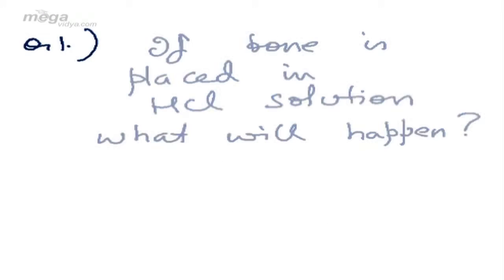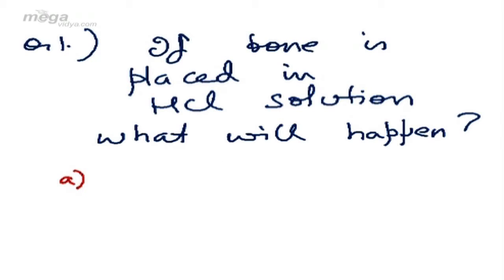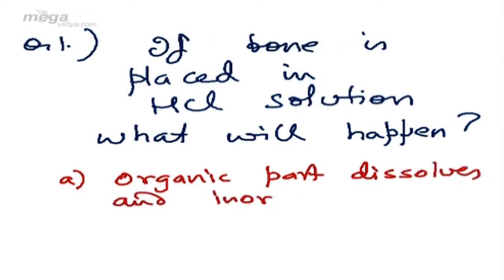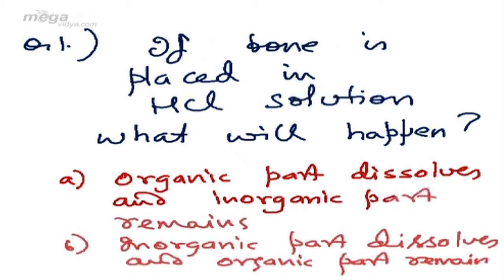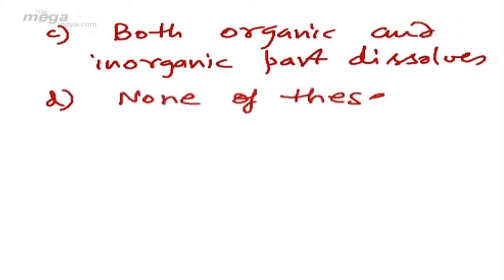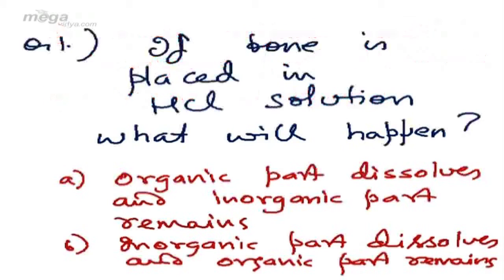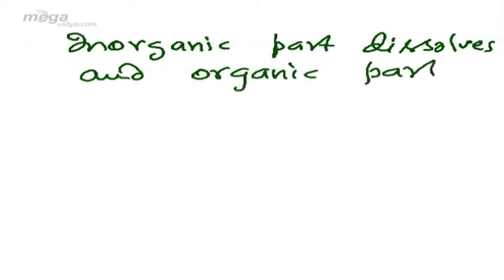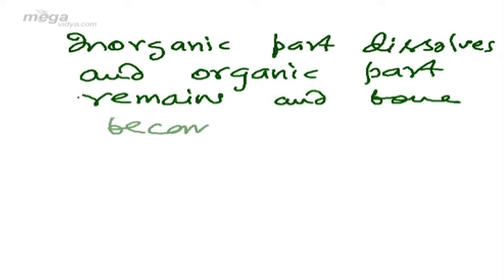The first question is, if bone is placed in HCl solution, and if I give you 4 options, number 1, organic part dissolves and inorganic part remains. Second option, the inorganic part dissolves and organic part remains. Third option, both organic and inorganic part dissolves. And fourth option, none of these. Then the correct answer will be the inorganic part dissolves and organic part remains.